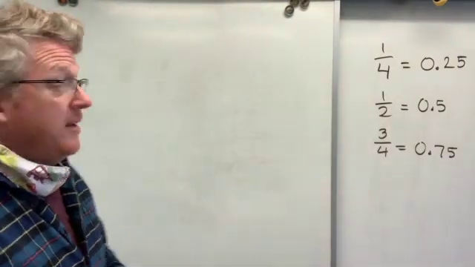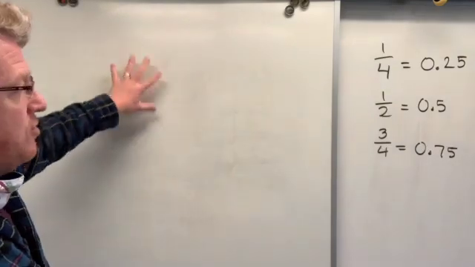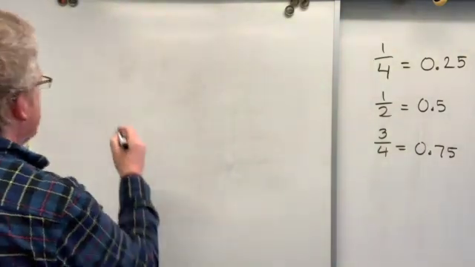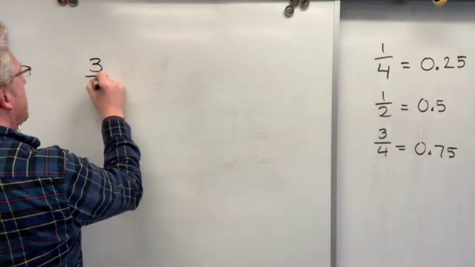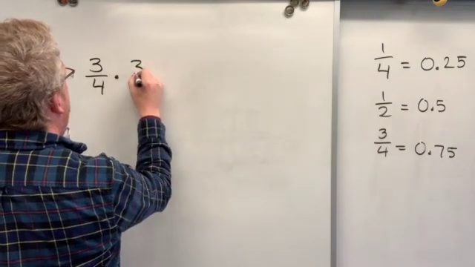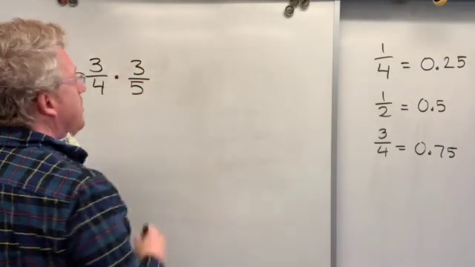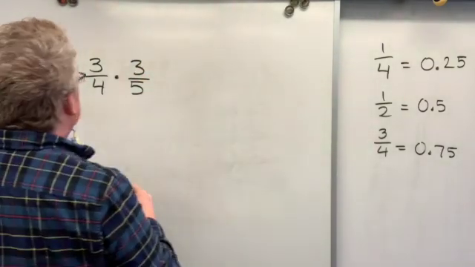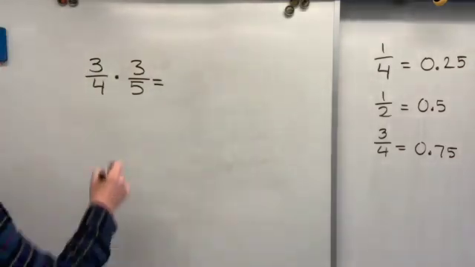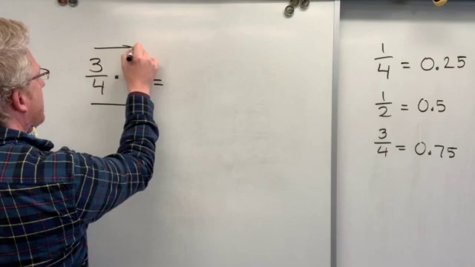All right, great. Now I've got this erased. Let's try another problem. We're going to do this time 3/4 times 3/5. How about that? That'll be fun, won't it? All right, so 3/4 times 3/5. Go ahead and solve that. Remember, you just multiply across the top and multiply across the bottom.